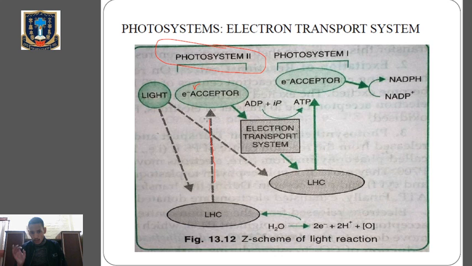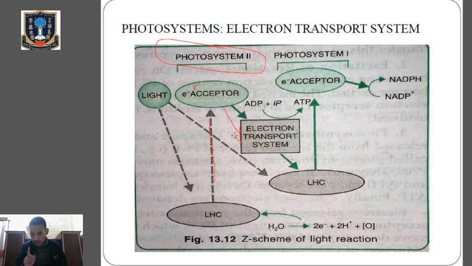Now the movement of this electron is downhill in terms of oxidation reduction reaction, because once the electrons are accepted by the electron acceptor of PS2, the electron moves towards the electron transport system. So it's mainly a downhill movement of the electrons. Listen very carefully. The electrons are not used up as they pass through the electron transport chain.